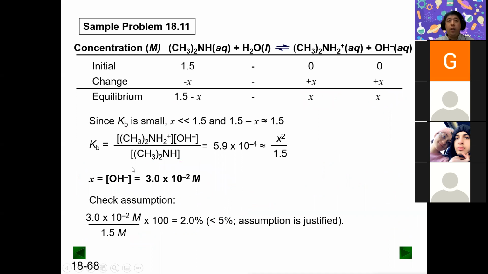Okay, we can also check the assumption rule. In other words, our dissociation, if it fits, then we're good to go. And this one fits, it's about 2%, so it's less than the 5% rule, okay?